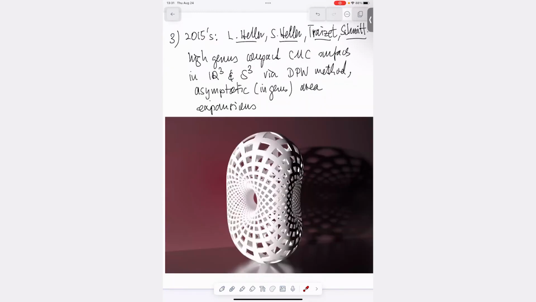And then there's a third development, which is more recent, by Lynn Heller, Sebastian Heller, who is a couple actually, and Traizet and Schmidt. Schmidt is the one who does a lot of these pictures here. Traizet is a Frenchman, of course. So they attempted the high genus case, and they used this DPW method, and I will explain it.